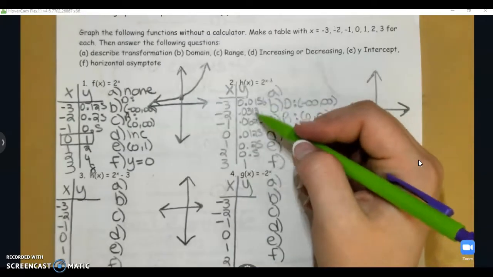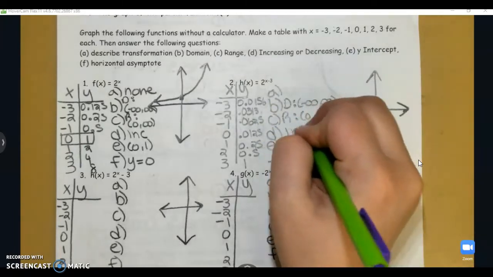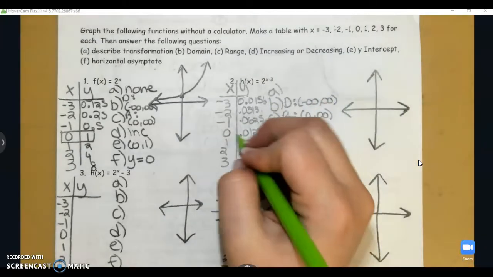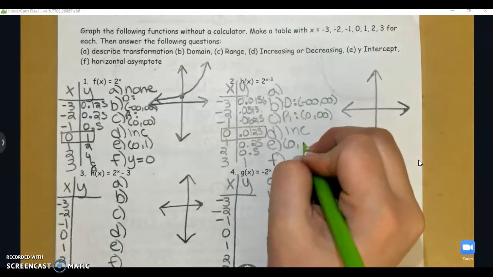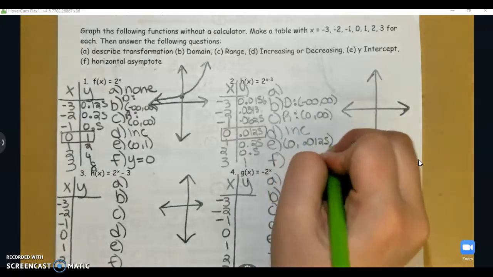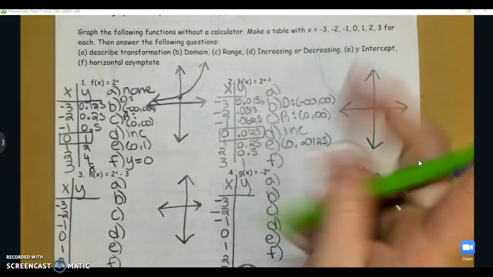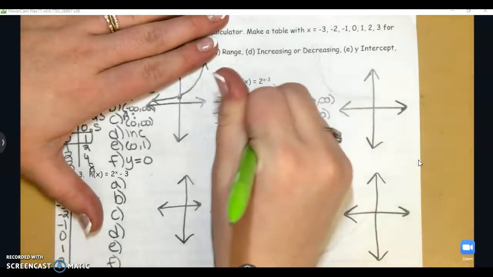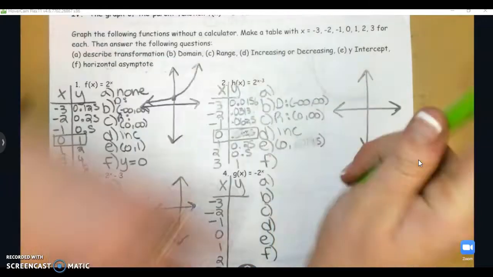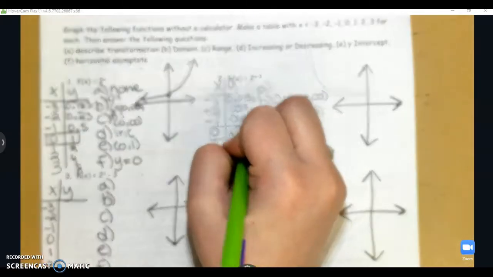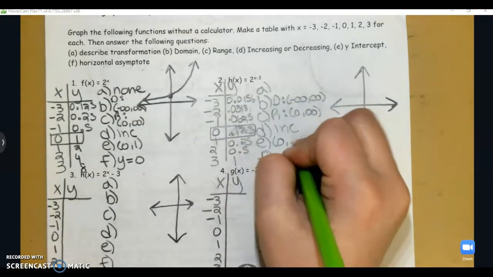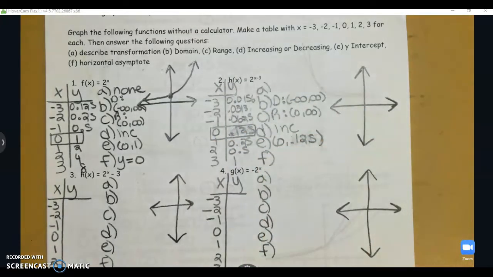Increasing or decreasing? These numbers are getting bigger, so it's still an increasing function. Our y-intercept when x is 0 has changed. This is now (0, 0.0125). Or I think that's supposed to be 0.125. I apologize, I added an extra 0 in there. It should be (0, 0.125).